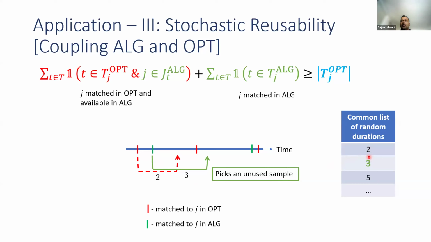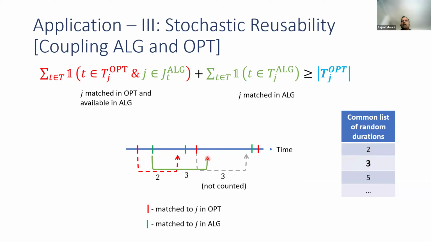Opt just goes one by one. ALG will say, okay, opt has used 2 so far. I have not used anything. What is the first unused sample? It's the next one, it's 3. So ALG will draw that. So this green edge denotes what will happen to ALG. It picks the unused sample, and this returns after some time.